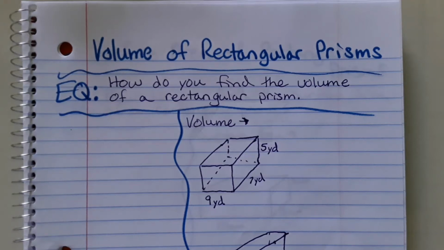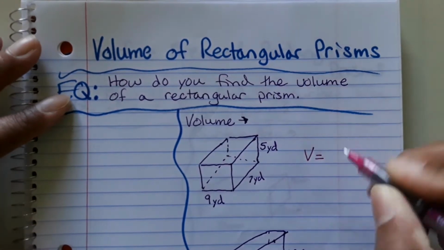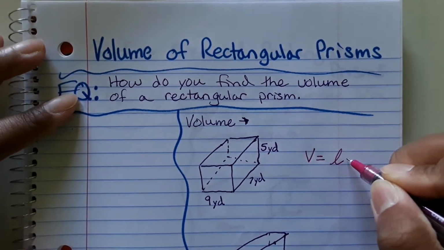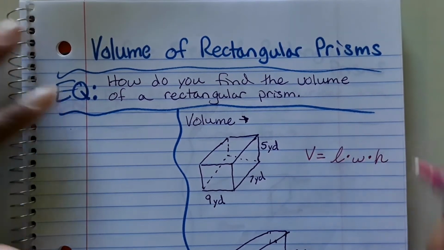Good morning. Today we're going to work on finding the volume of rectangular prisms. All right, our essential question is, how do you find the volume of a rectangular prism? It is simple. We use the formula volume is equal to length times the width times the height.